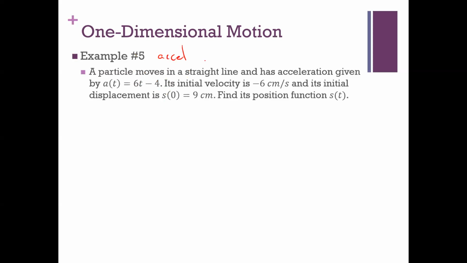So I have acceleration and I want to get to position, right? Can I do that directly? No. What can I do directly, right now? Acceleration, well, you can get the velocity. I can get the velocity, right? So how do I get to velocity when all I have is acceleration? Take the antiderivative of a of t. So a of t is equal to 6t minus 4.